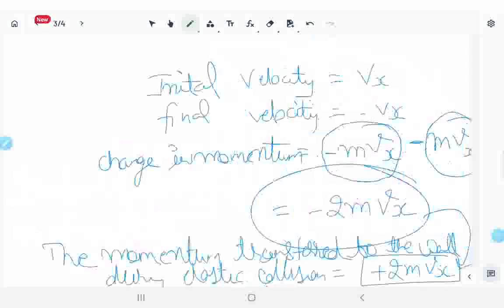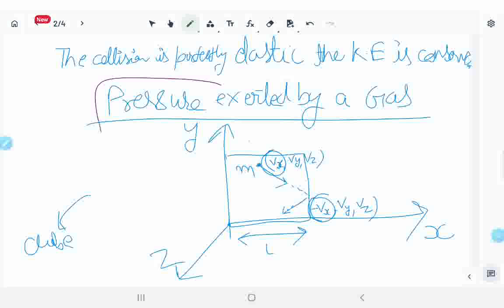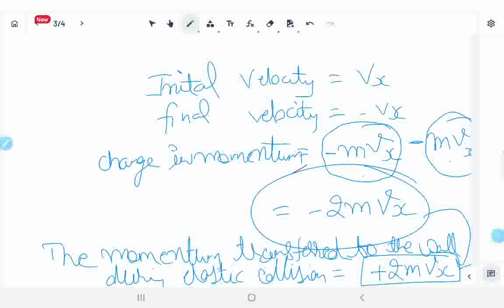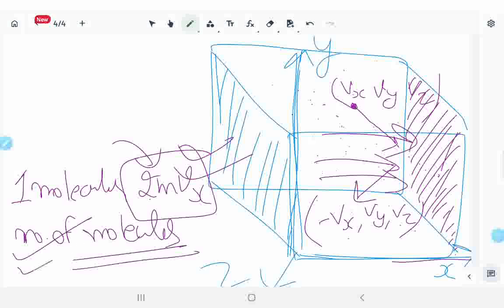Let me recall, we are going to find the pressure. Pressure is force upon area, and force is rate of change of momentum, del P. Here in place of del P, I can write del Q, no problem. So we first find the momentum change by one molecule, then the momentum change due to the number of molecules, then the rate of change of momentum, then force, then finally pressure.